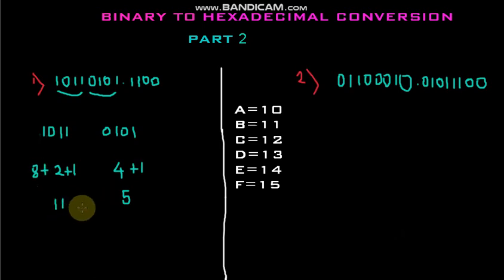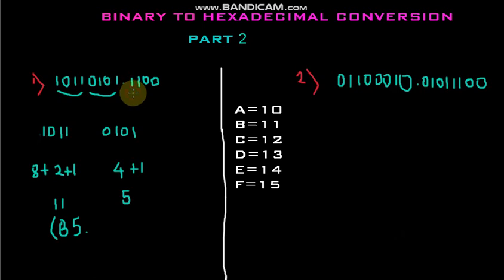Now we can see that when representing a hexadecimal number, we can't write the digits as 10, 11, 12, 13 like that. We have letters which represent the values 10 to 15. So our number 11 is represented in hexadecimal as B. So 11 is replaced by B, and with the 5 we get B5. So the conversion of the real part of the binary number into hexadecimal is B5.